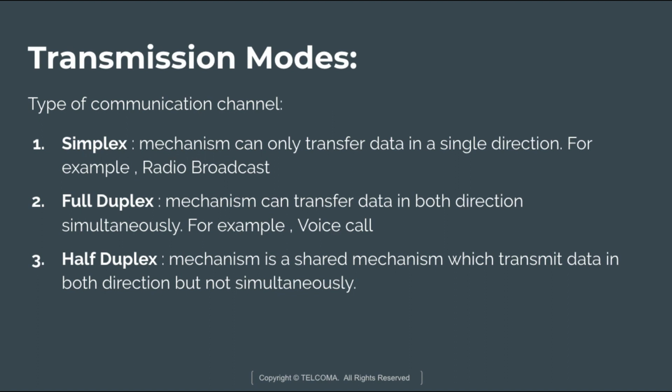In full-duplex, the mechanism can transfer data in both directions simultaneously. For example, in a voice call, the data is transferred from the sender to the receiver as well as from the receiver to the sender. In half-duplex, the mechanism is a shared mechanism which transmits data in both directions but not simultaneously. It means, like in a walkie-talkie, first one will speak and the message is sent from sender to receiver. After that, the receiver will send the message to the sender. When one completes the communication, then another will start.